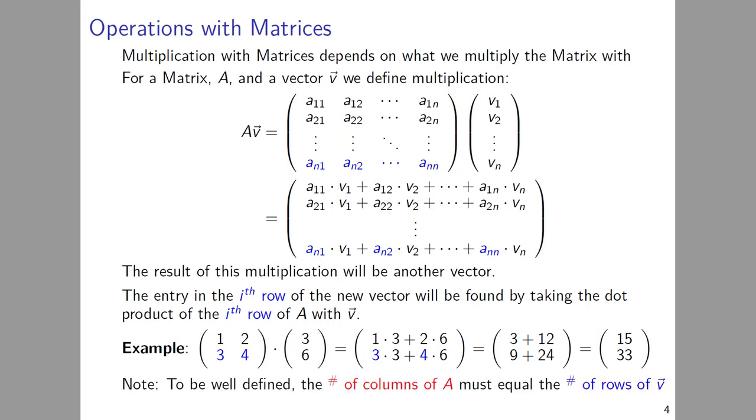Note here that in order for the dot product of each row of A with V to be well defined, we need the number of columns of A, which is the length of the row, equal to the number of rows in V, the height of that column vector V.